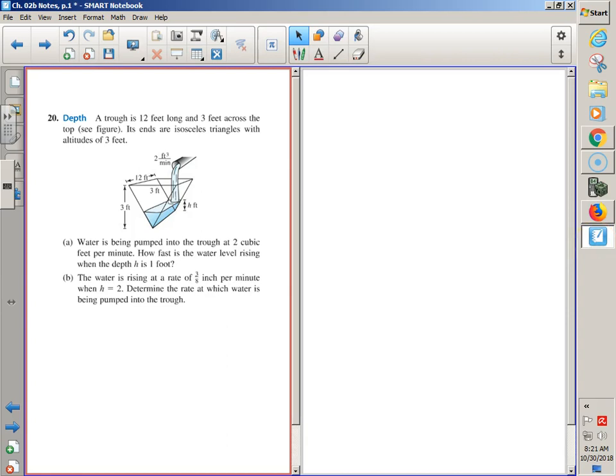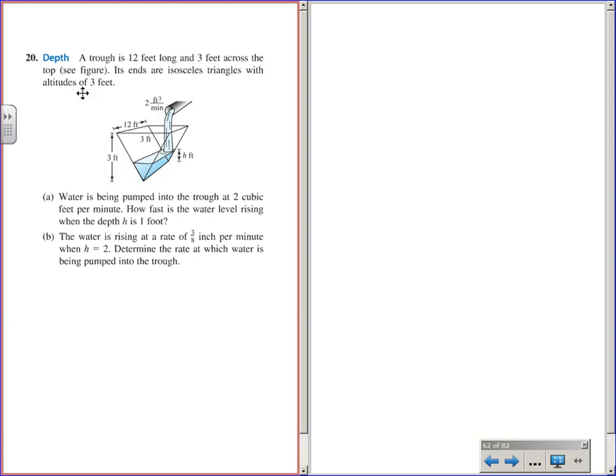Let's start with number 20. It's a tricky one, and there's a definite trick to it. It's a trick that shows up in the shadow problem also. So number 20, it is an even.